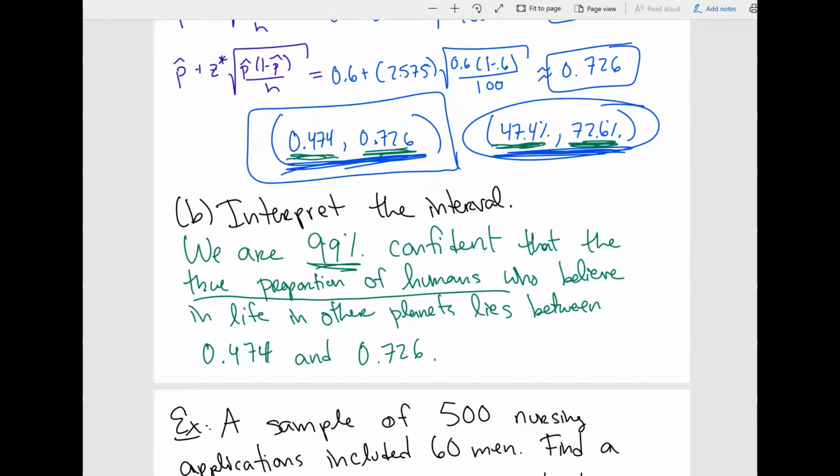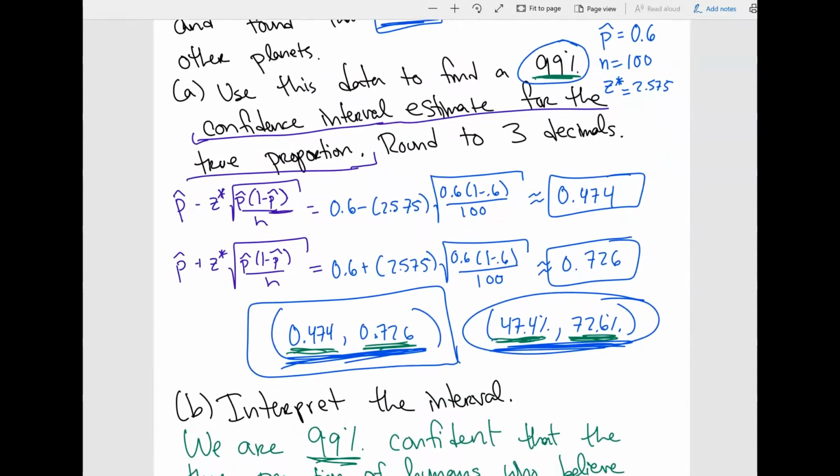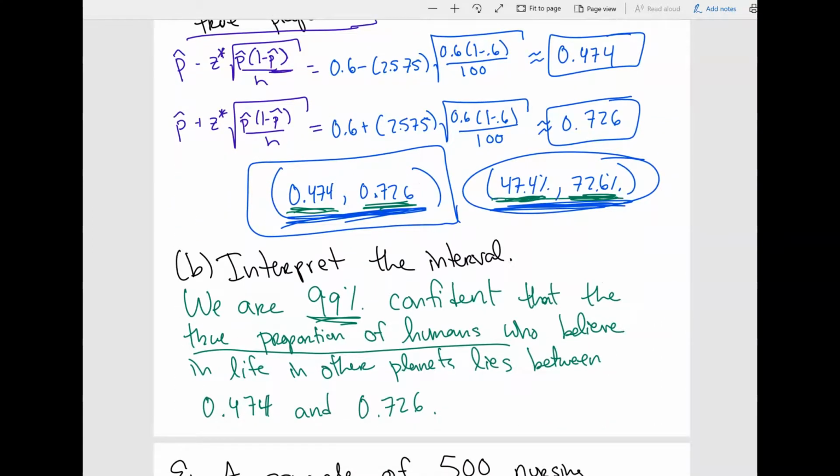So we are 99% confident or 95% confident that the true whatever lies between what and what. Okay, so this is basically how you want to be able to do this problem. We want to make sure that we understand what this is.